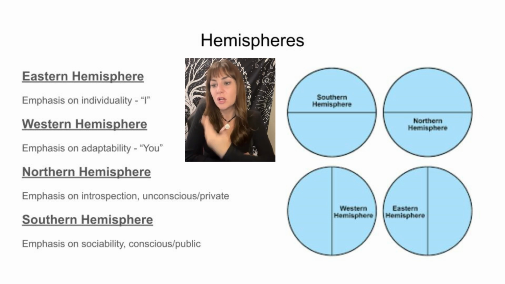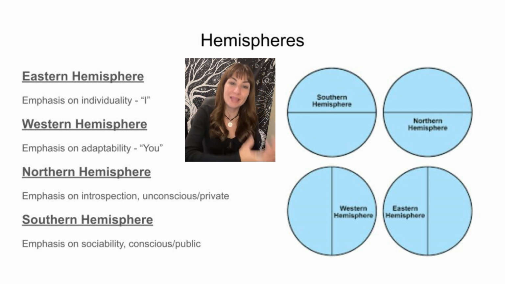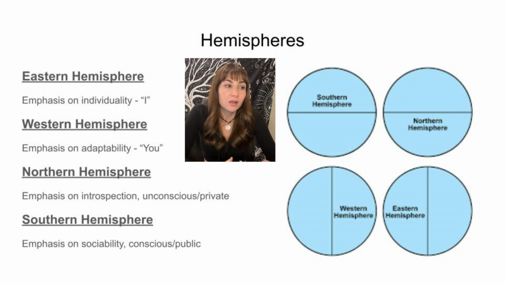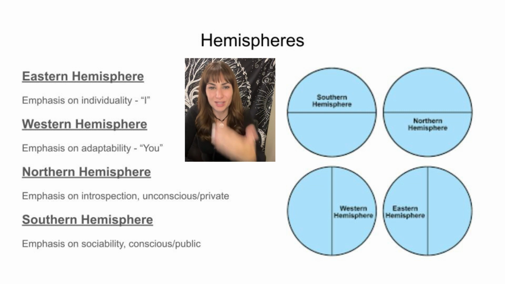So Eastern Hemisphere, Western Hemisphere, so more over towards the right side of the chart, is going to be more adaptable, more focused on relationships, more focused on other people. And I don't want to say that they're always easygoing, because that's not true. We can't make some blanket statement, but they're typically going to be more focused on the you and relational.